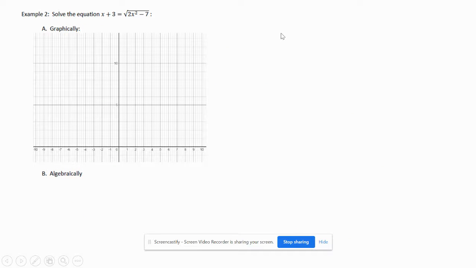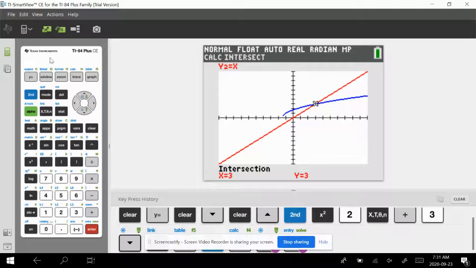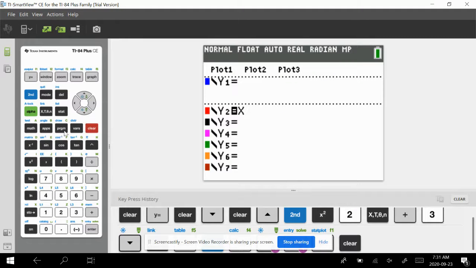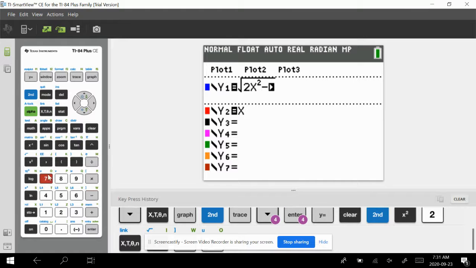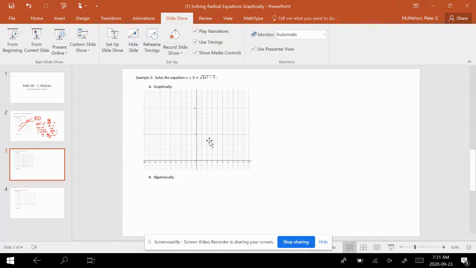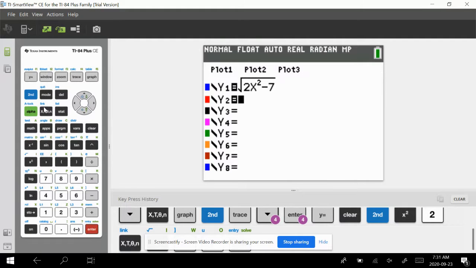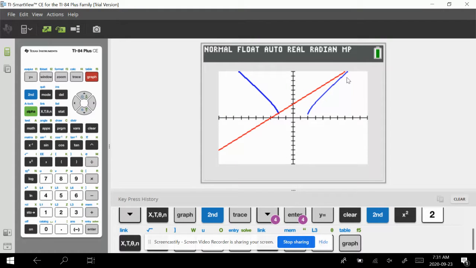All right, for this next example, we have x plus 3 equals the square root of 2x squared minus 7. I'm going to do the same thing and solve this graphically. So we have y equals the square root of 2x squared minus 7, and the other equation is x plus 3, so we have y2 equals x plus 3.